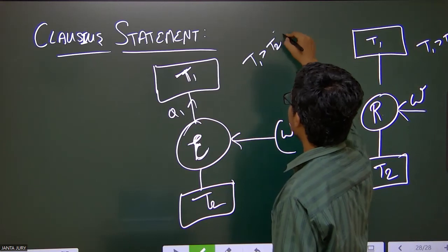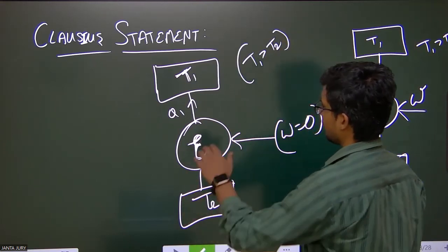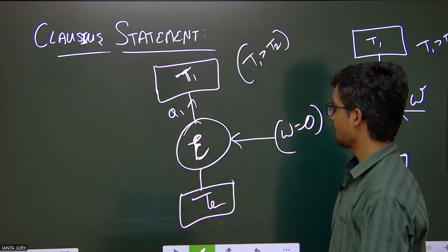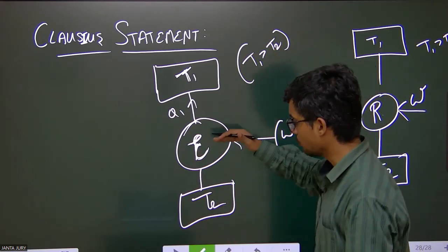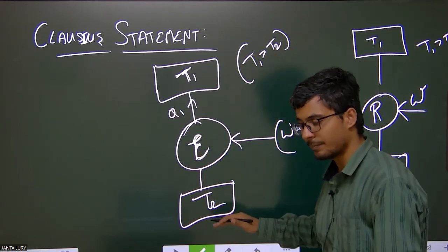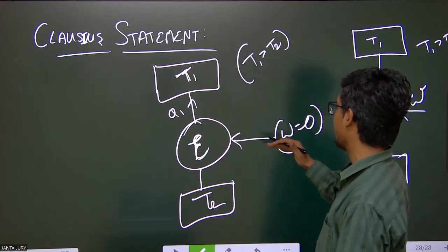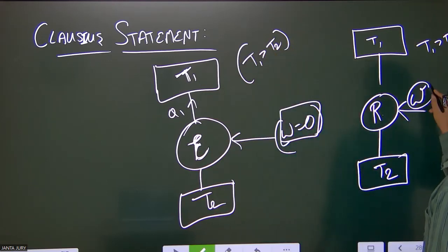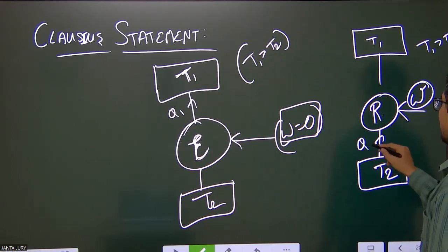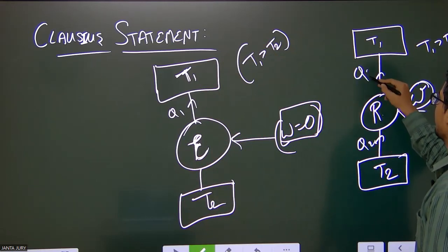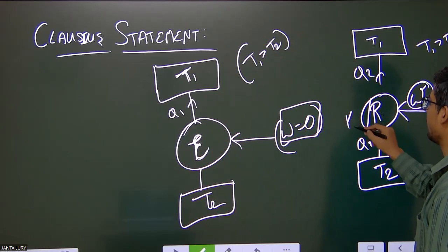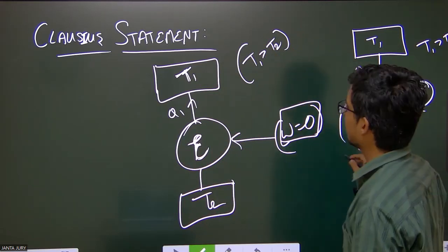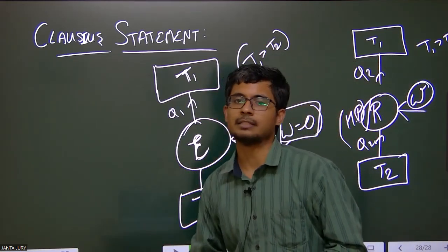So how can we sum this up? It is impossible for a body to transfer heat from lower temperature to higher temperature without the use of any external work done. We need some external work done to supply heat from lower temperature to higher temperature, like in a refrigerator or heat pump. This is what the second law of thermodynamics states.